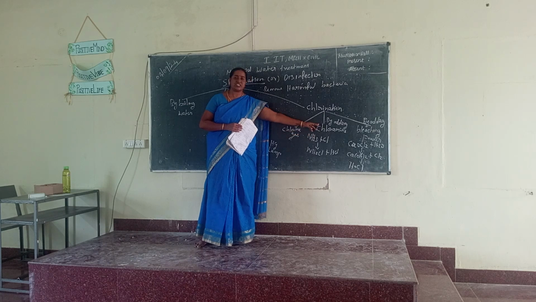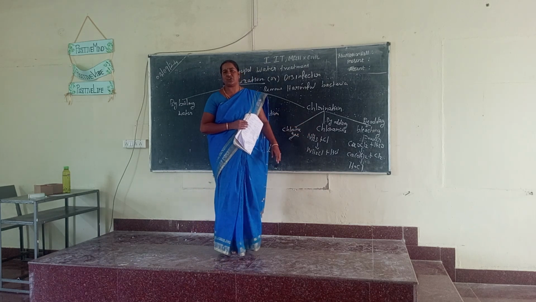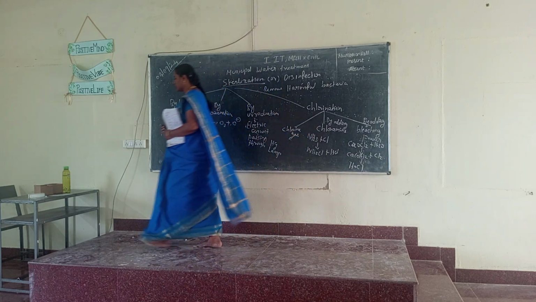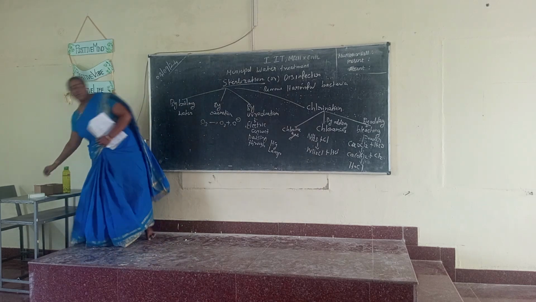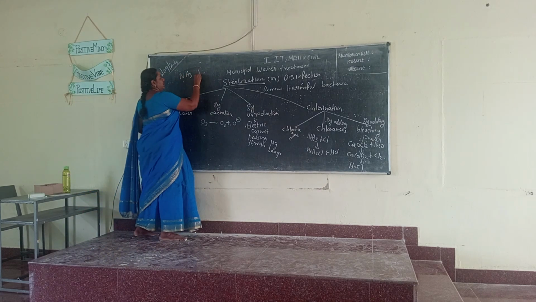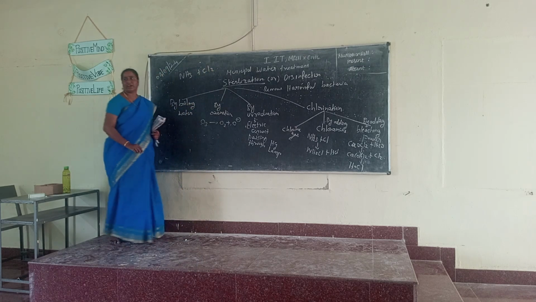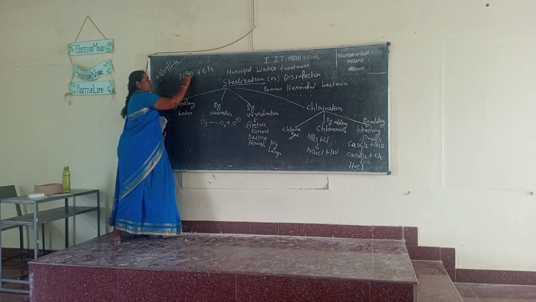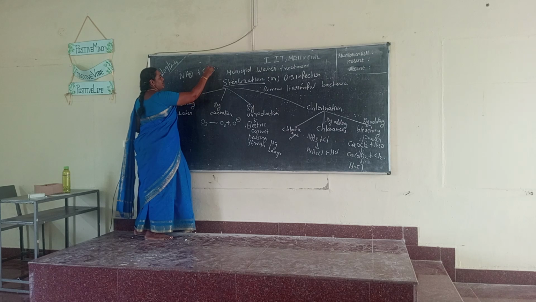Second one, addition of chloramine. What is the meaning of chloramine? That is a combination of ammonia and also chlorine. What is the formula for ammonia? NH3. It is added to chlorine. Okay, one of the hydrogen from ammonia, one of the chlorine from chlorine.